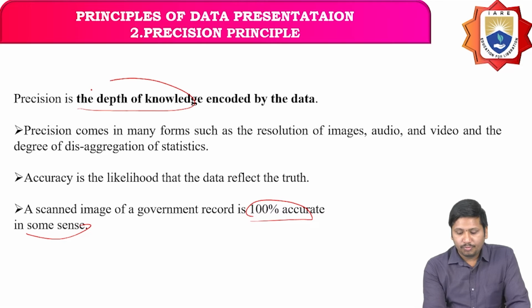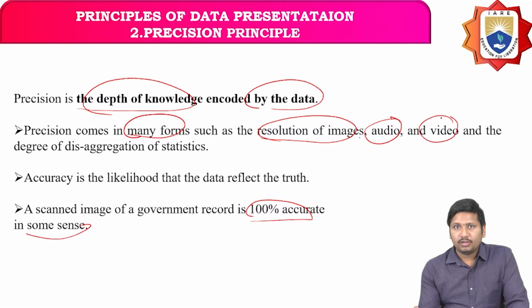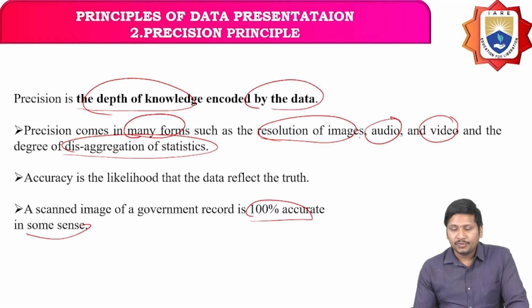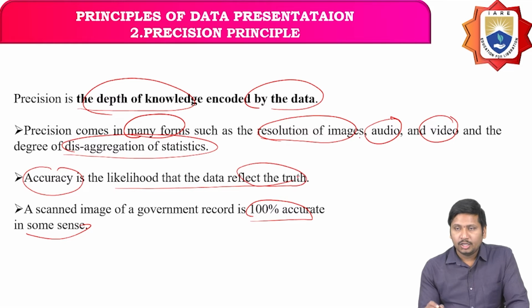So precision is the depth of the knowledge encoded by the data, and this precision may come in different forms, such as the resolution of images, audio files, and video files, or be calculated as a degree of disaggregation of statistics. Accuracy is also similar to precision, but it is the likelihood that the data reflects the truth. For example, a scanned image of a government record is 100% accurate in some cases.